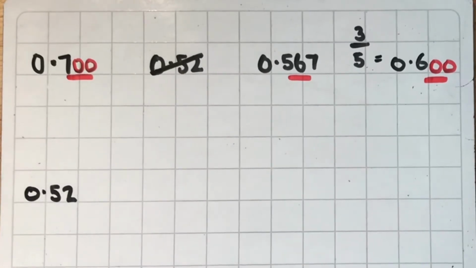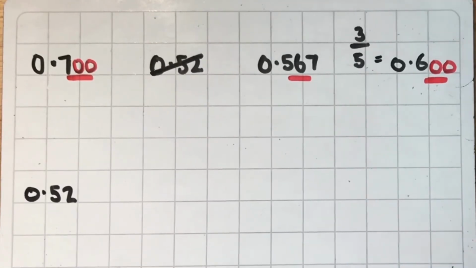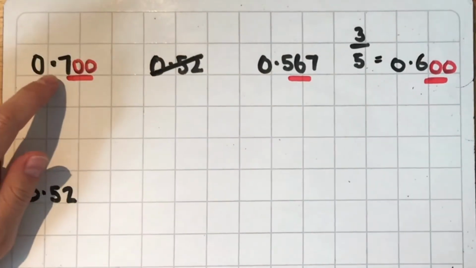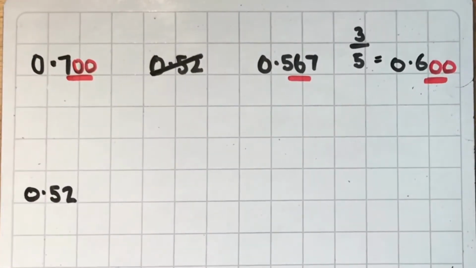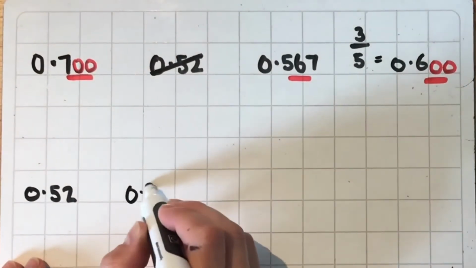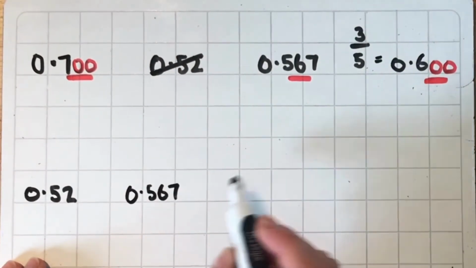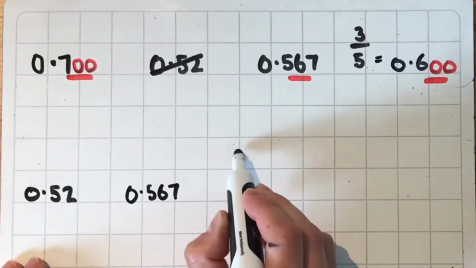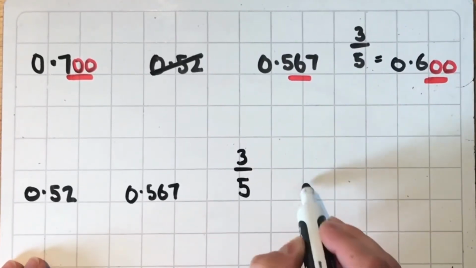Remember, when you change them to help you with the question, they have to be in the original form when you put them in the answer. So you don't write in your answer 0.700, it's just to help you to work it out. So smallest to largest, 0.52 comes first, then 0.567, then 0.6, which is actually 3/5, and then your 0.7.